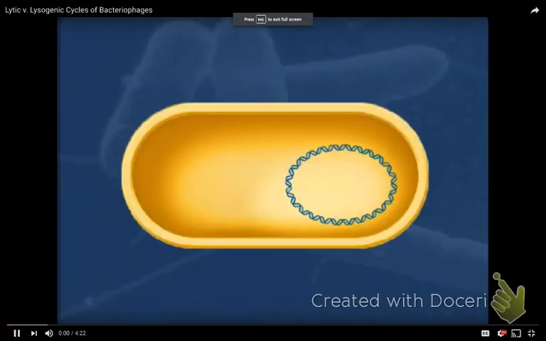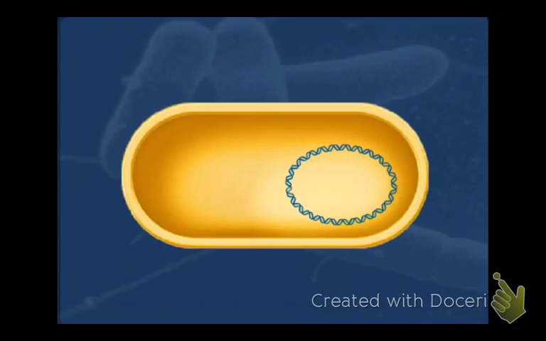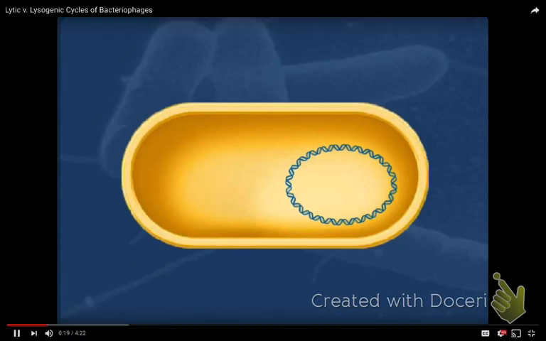Hey guys, how you doing? This is a video to show you the difference between the lytic and lysogenic cycles of how bacteriophages can reproduce. Just remember that both these processes have only to do with bacteriophages, which is viruses that attack bacteria. It doesn't happen in animal viruses like the flu and other things.